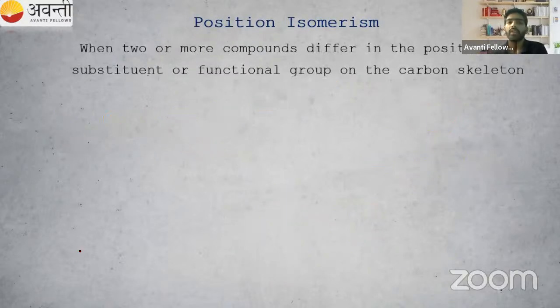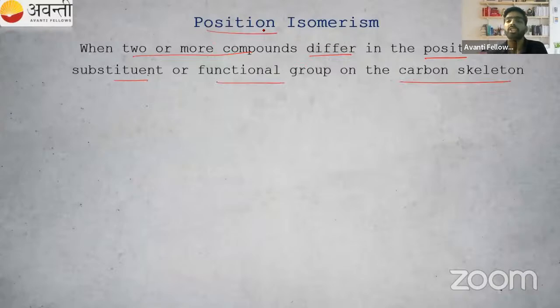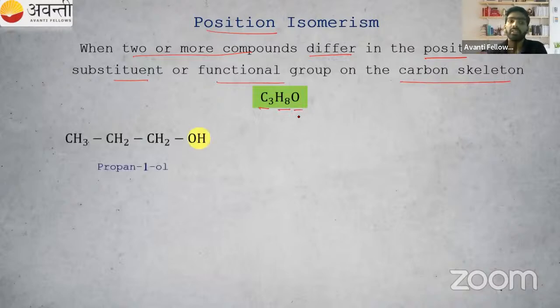Position isomerism. So what does position isomerism show? It shows that when two or more compounds differ in the position of a substituent or functional group on the carbon skeleton, this is called position isomerism. As the name suggests, position, that means there will be a change in the position. Coming on to the example, for molecular formula C3H8O, what does it show? Propan-1-ol.